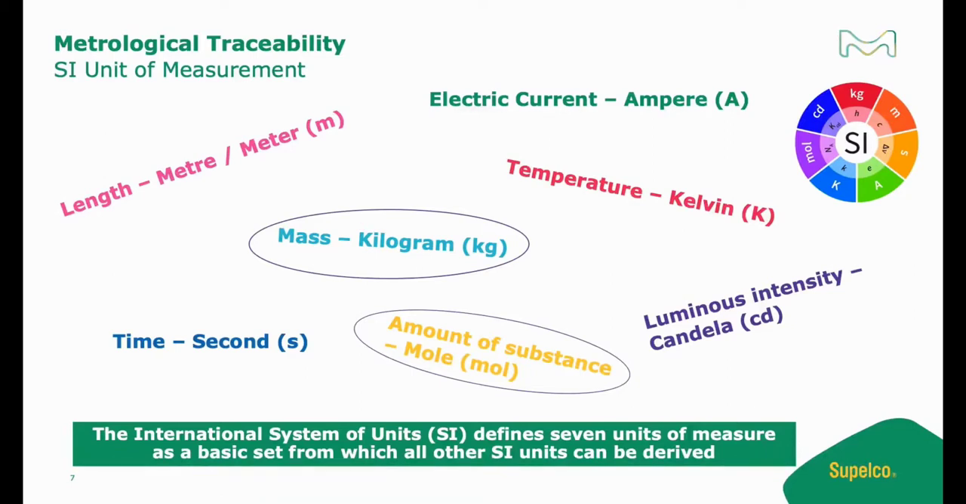The International System of Units, or SI, defines the 7 units of measure as the basic set from which all other SI units can be derived. The two most common SI units of measure for traceability of reference materials are kilogram and mole, which we use in our reference material certification methods and certificates of analysis.